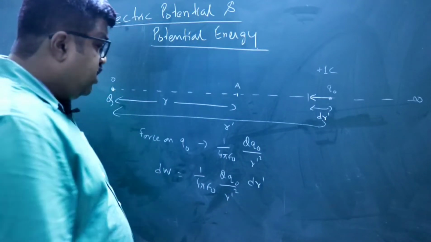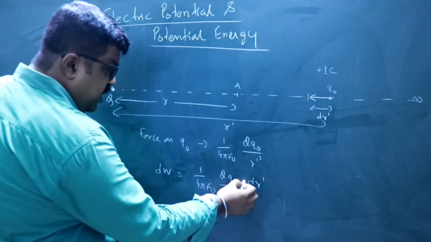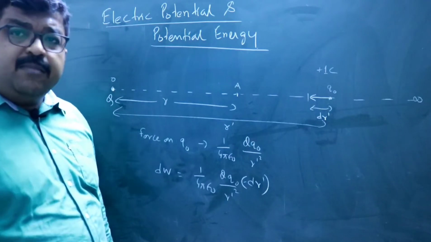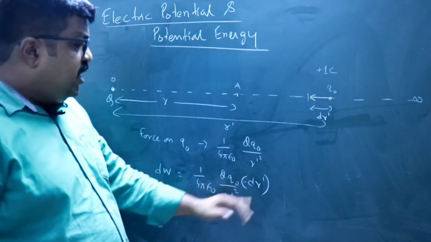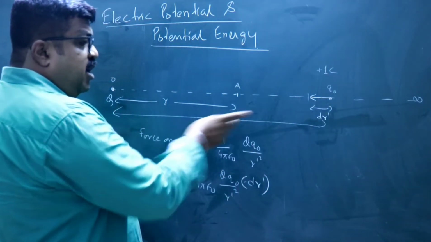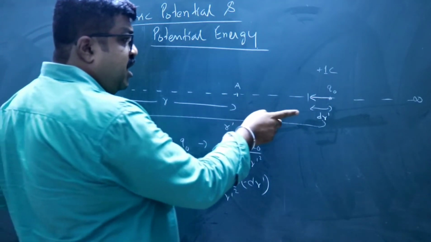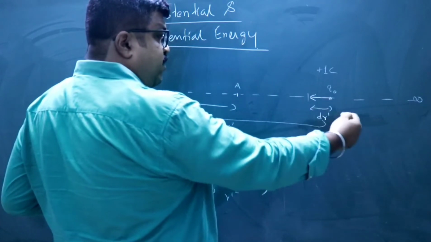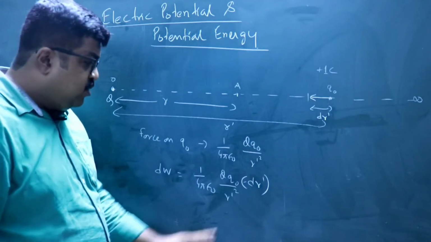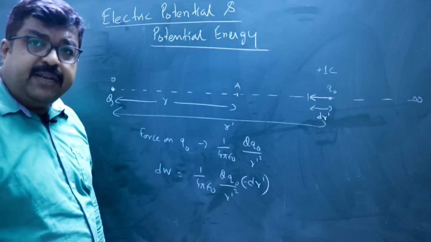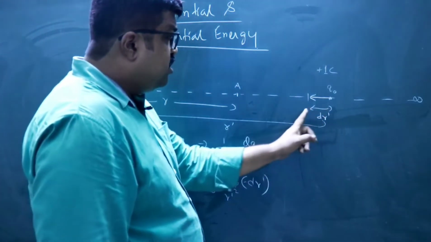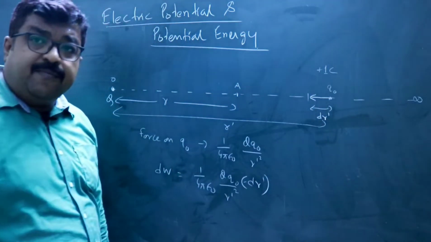This is the work done, but with a negative sign. Dr prime in this case is negative. Why is dr prime negative? Because we are measuring r prime in the radially outward direction. So dr prime is also in the outward direction, and we are moving the charge against the direction of dr prime. For that we have a minus sign over here. So this is the work done in moving the charge through this distance dr prime.